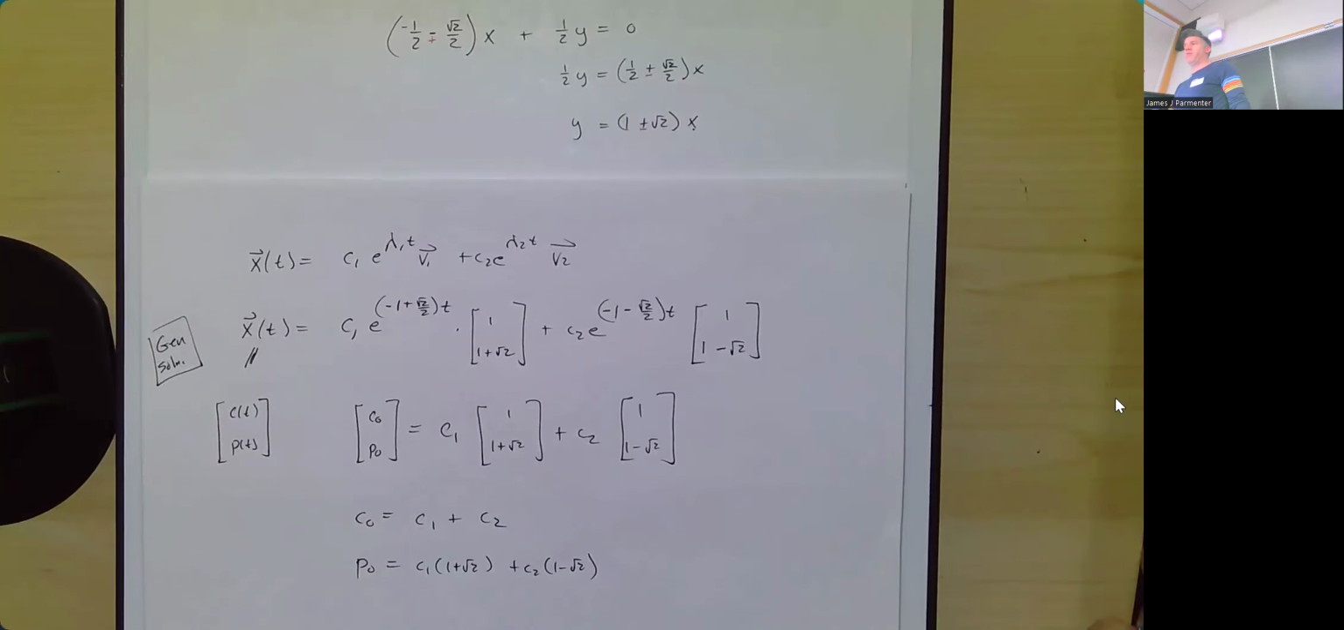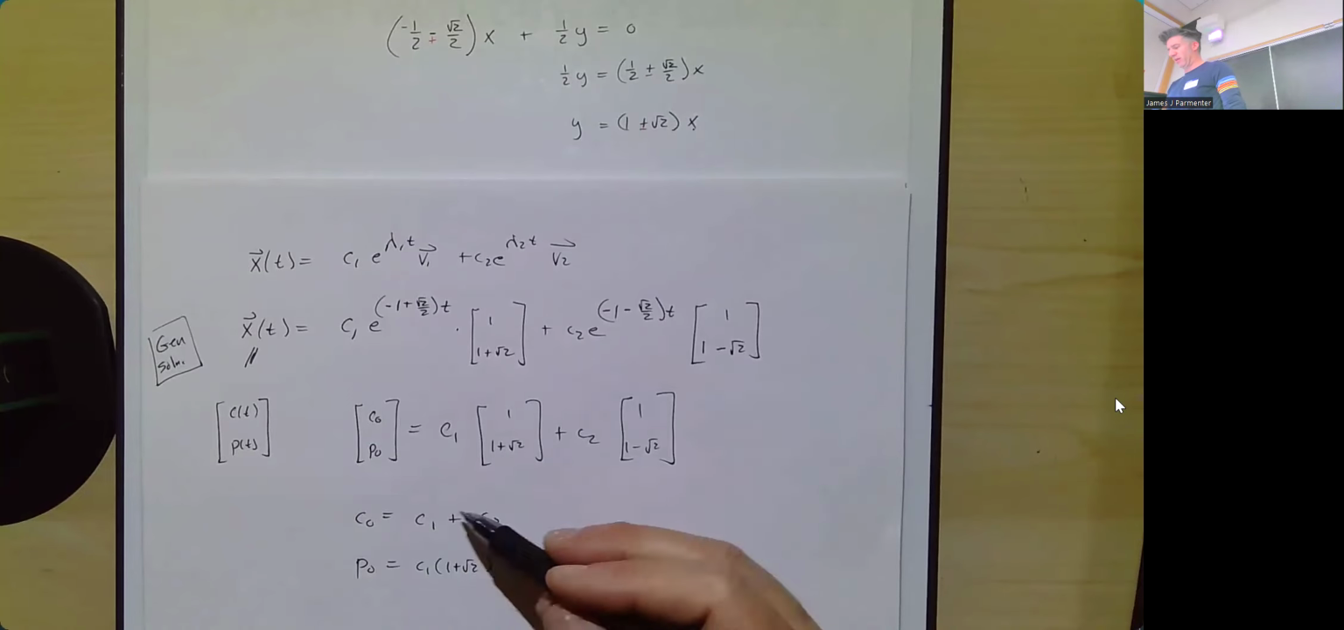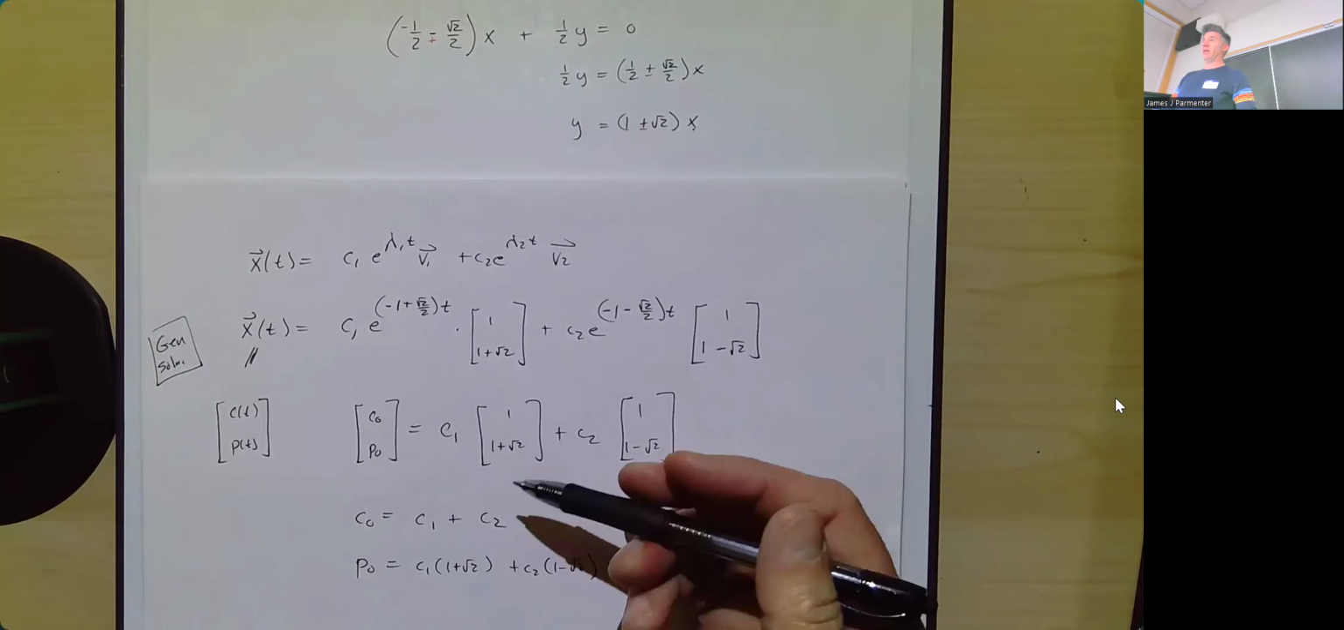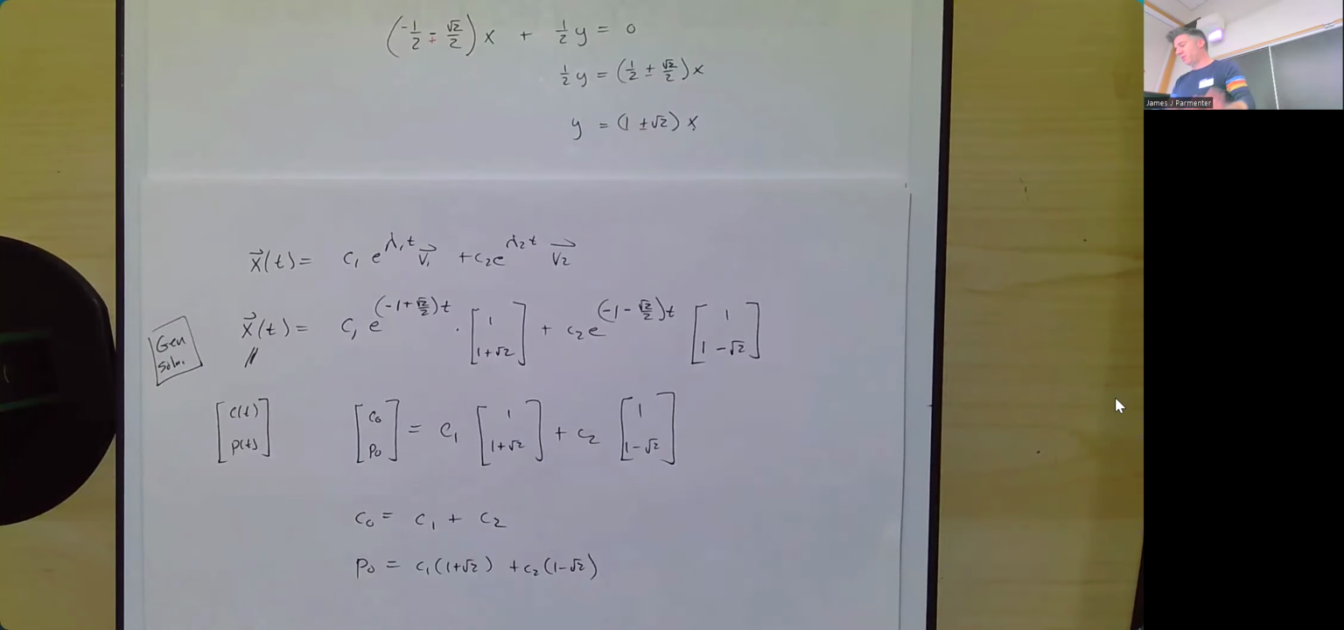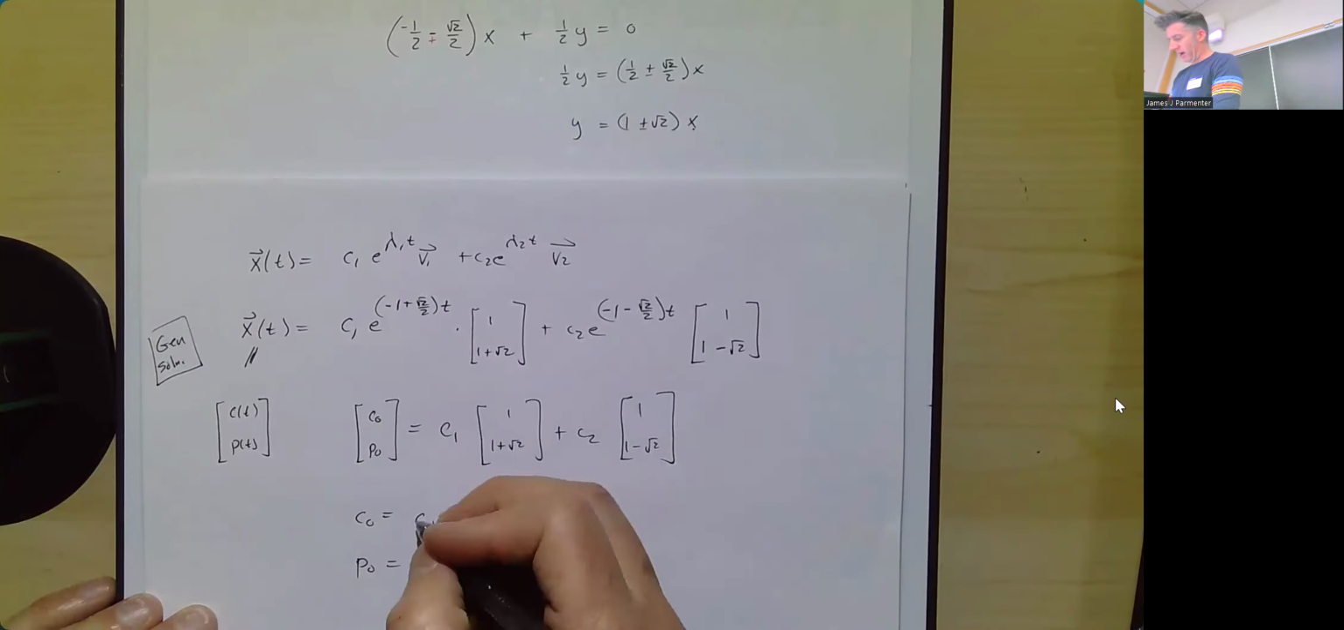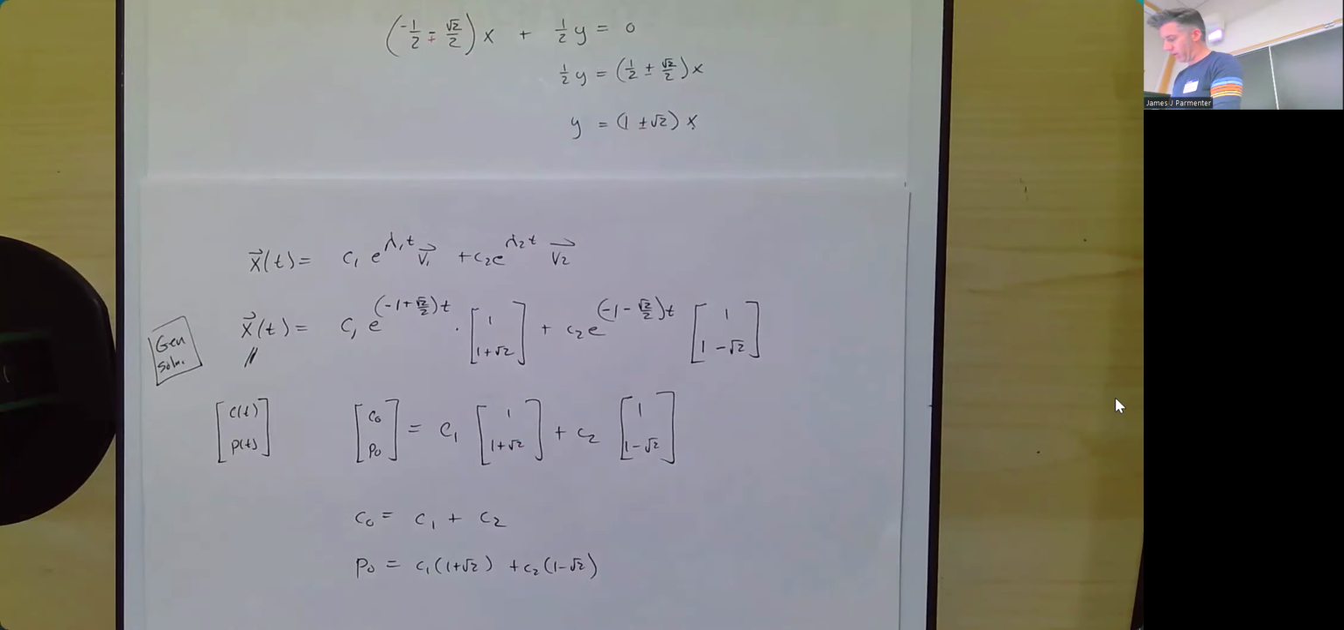I'm usually preferring elimination. I don't think elimination is the way to go here because I don't really want to multiply this by 1 plus root 2 and then add it. I mean, it would probably work out fine. Well, let's do the quote unquote easier thing. Isolate one of these and then plug it into the other one. So we'll isolate C1 here.